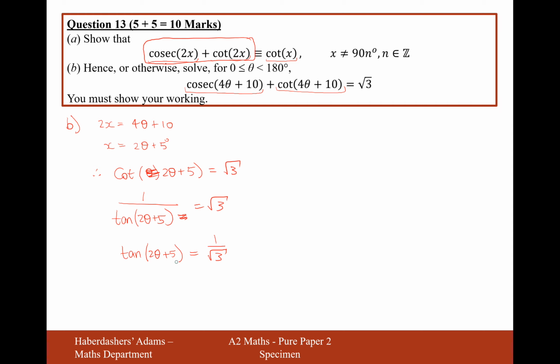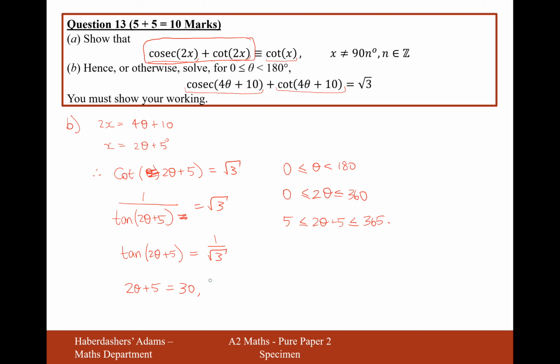Now, I need to make sure that my domain is sorted. My domain should be in between a theta value of 0 to 180. So when that gets enlarged up to a 2 theta value, it now is in between 0 to 360, but then when the 5 gets added in as well, I'm looking for solutions in between 5 degrees and 365 degrees now. So, now doing tan inverse in degrees mode, I'm going to get 30 degrees.